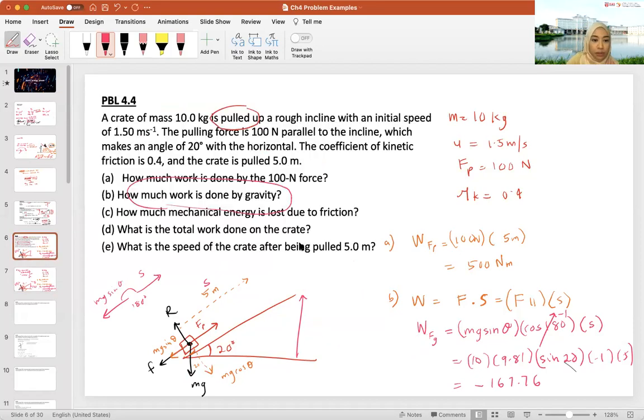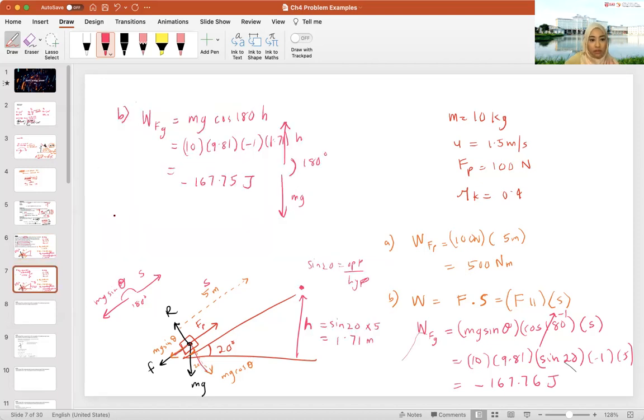Any questions about B? No, so everyone's okay. Okay. So what is the total work done on the crate? This is, what is the mechanical energy loss due to friction? So this is non-conservative work done. So C, I need space. So this is C, work done by non-conservative force.